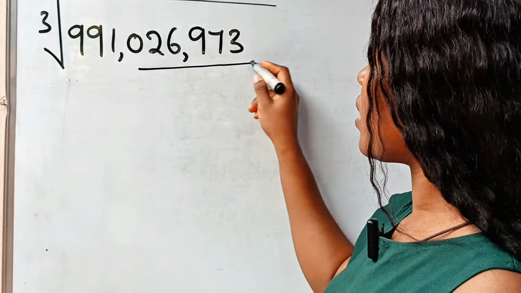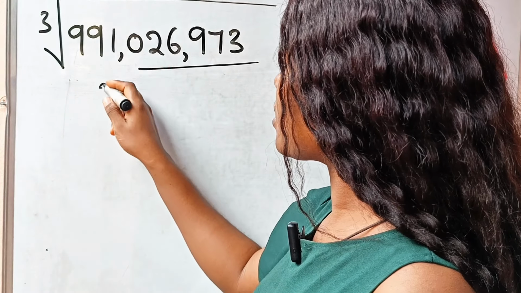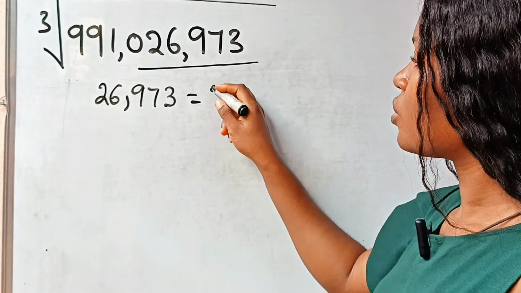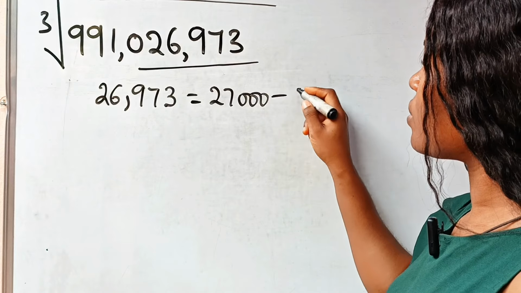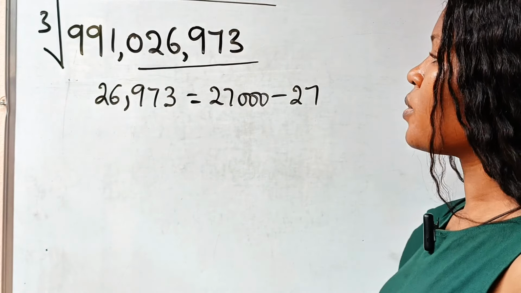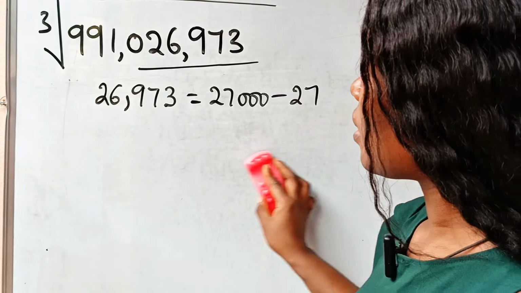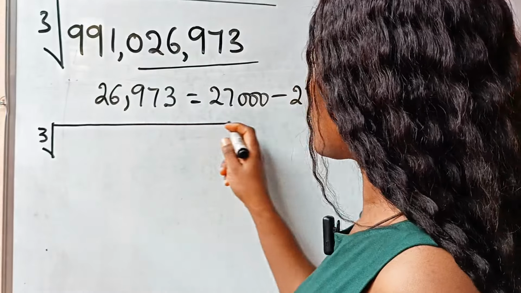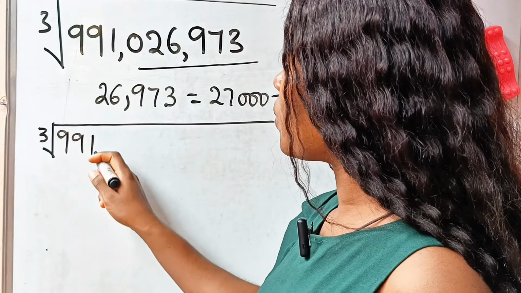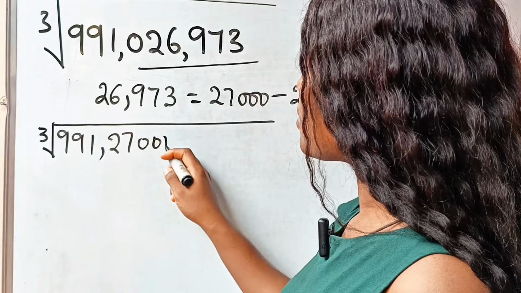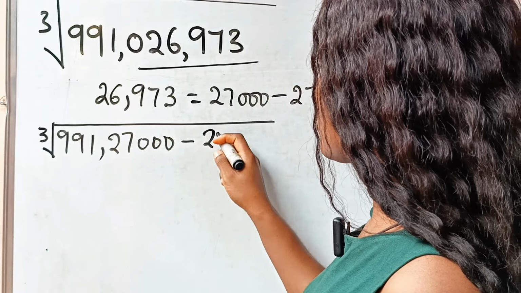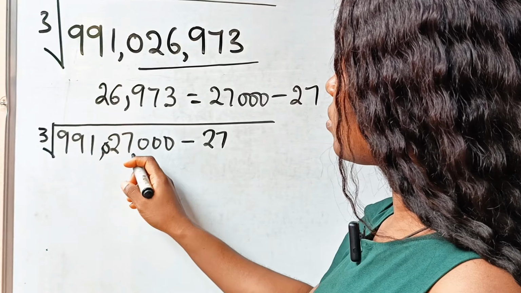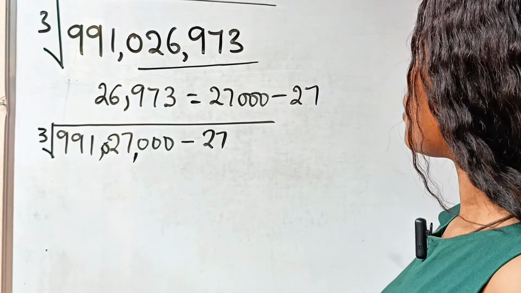Now I want you to look at this. You can see that 26,973 is equal to 27,000 minus 27. So we are going to replace this with this. So now we have the cube root of 991, then 27,000 minus 27. Yeah, this is how it's going to be, minus 27.